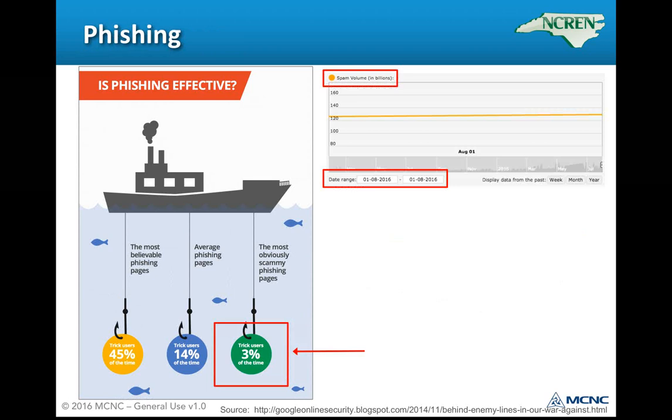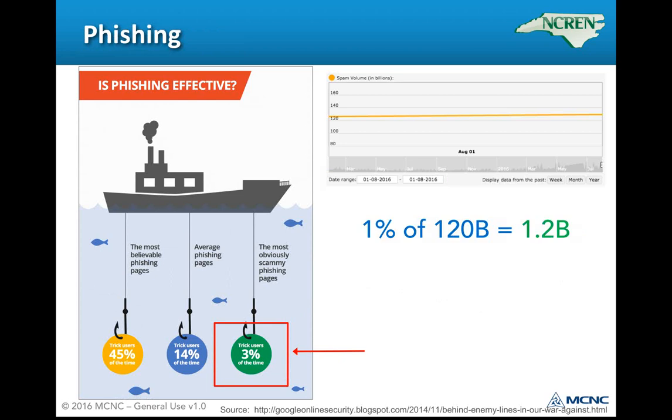If we put this into context with some numbers, let's make an assumption that out of those 120 billion spam messages, 1% were phishing messages. 1% of the 120 billion is 1.2 billion. So we're talking about 1.2 billion phishing messages sent on this particular day. And if we make an assumption that out of those 1.2 billion phishing messages, maybe 10% are the absolute worst of the worst in terms of how believable they are, the most obviously bad pages, so 90% fall into the other category, but 10% are the worst of the worst. 10% of 1.2 billion is 120 million.